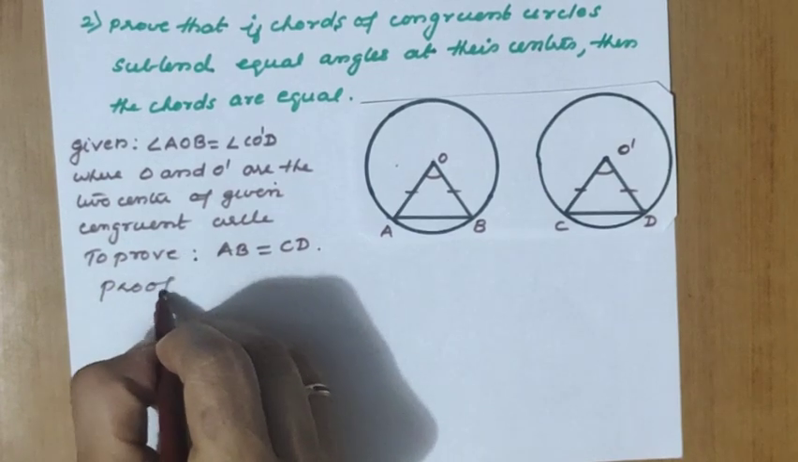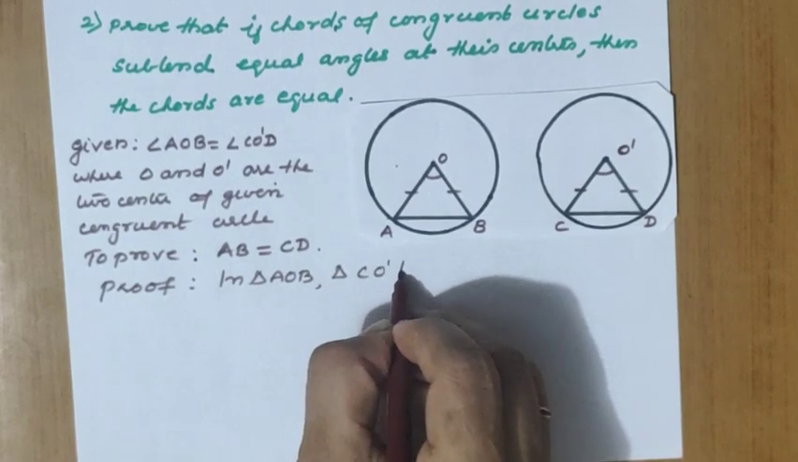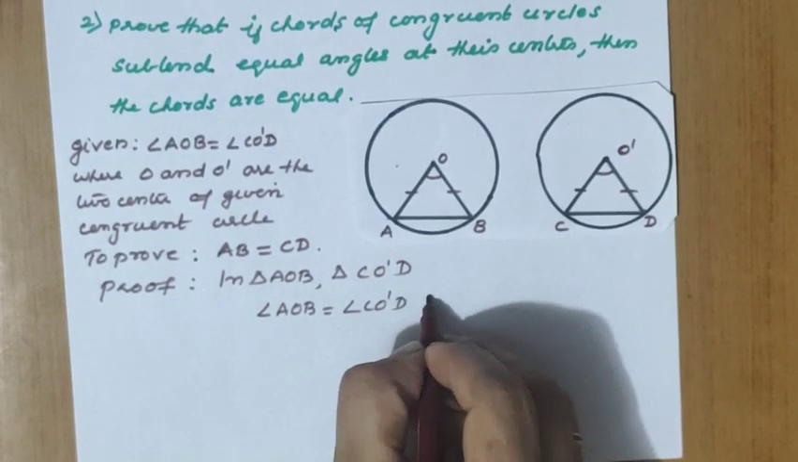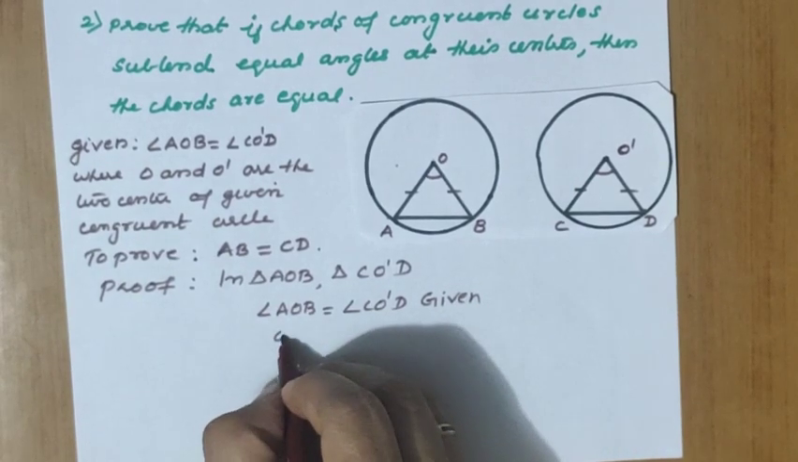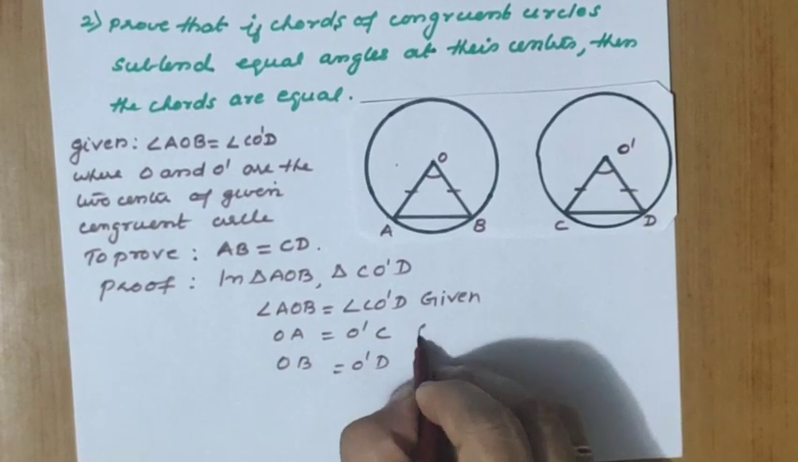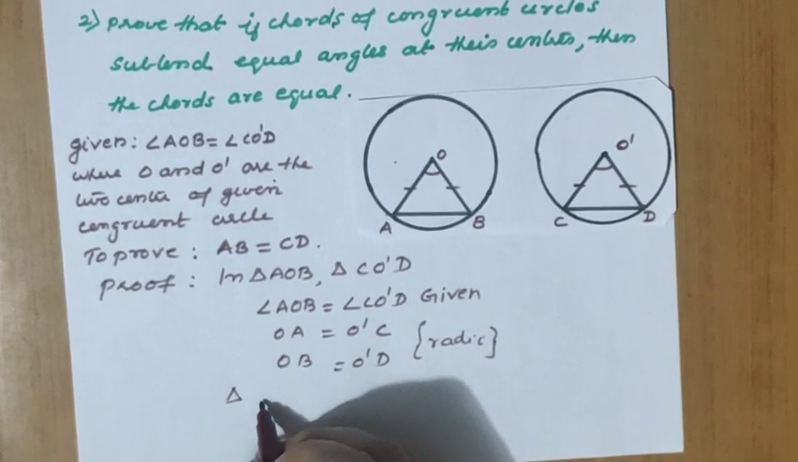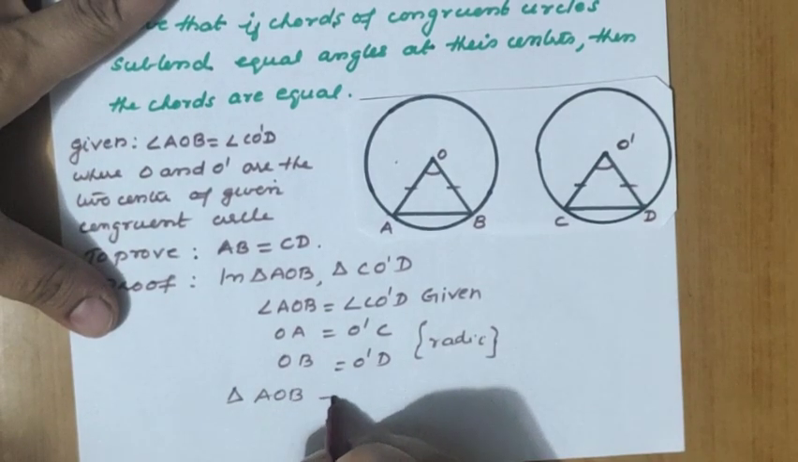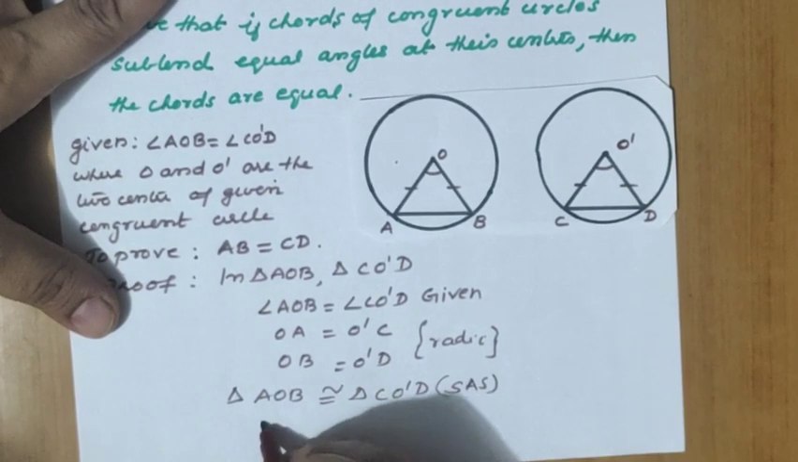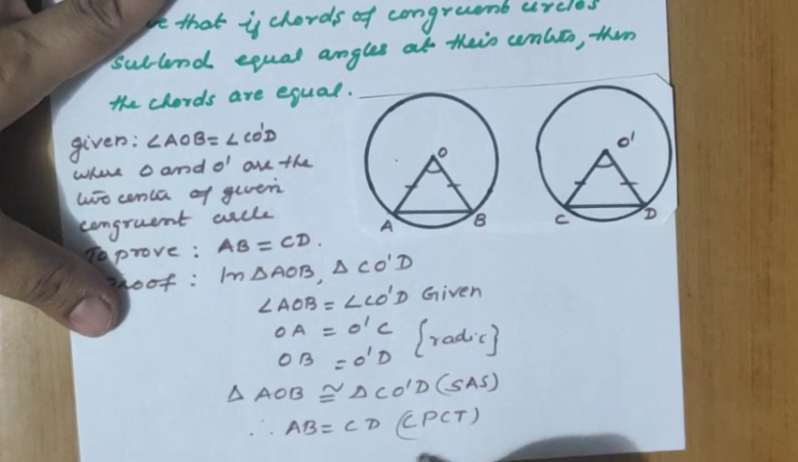Again the proof. In triangle AOB and triangle CO'D, what is given in this question? Angle AOB equal to angle CO'D, given. OA equal to O'C, OB equal to O'D, both are radii, reason. We got two sides and the included angle, similar to our theorem proof. So triangle AOB is congruent to triangle CO'D. Criteria is SAS. Therefore, AB equal to CD, CPCT, hence proved.